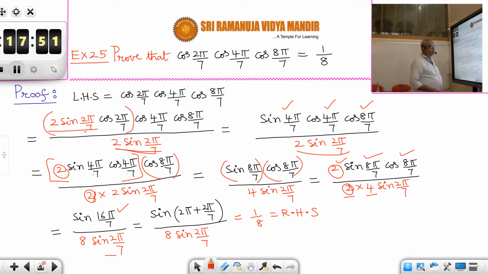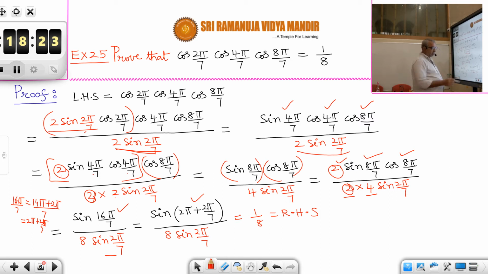But what is 16 pi by 7? 16 pi by 7 is 14 pi plus 2 pi by 7. 14 pi by 7 is 2 pi, plus 2 pi by 7. So that is what I have written in the next step. 16 pi by 7 is nothing but 2 pi plus 2 pi by 7.